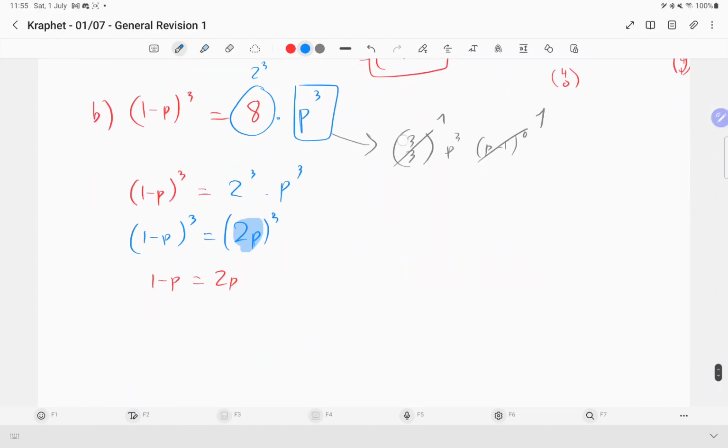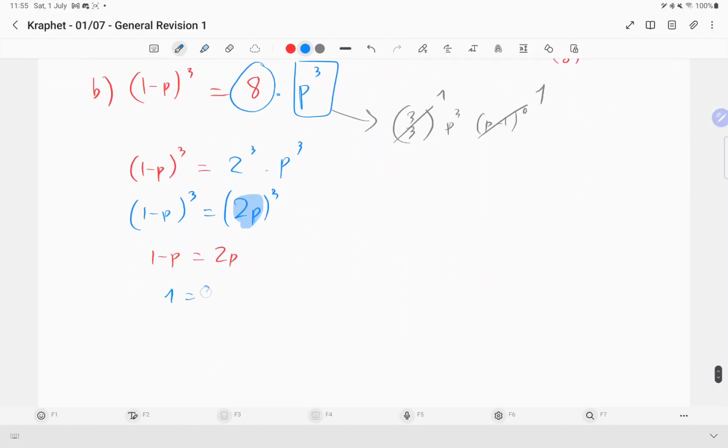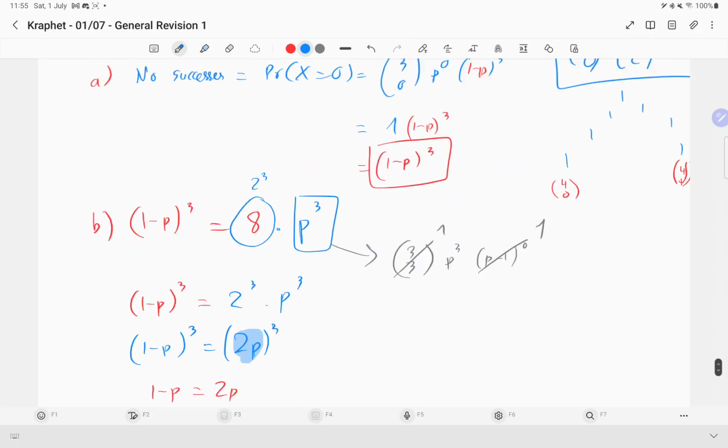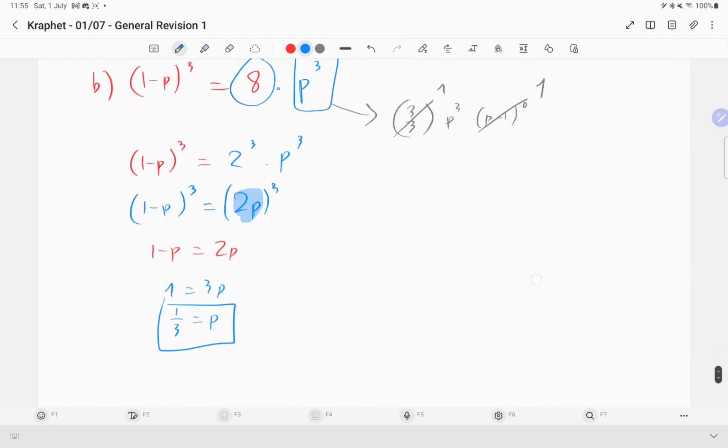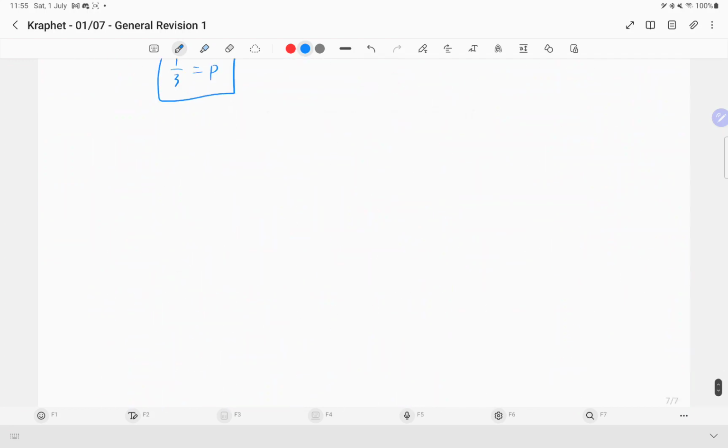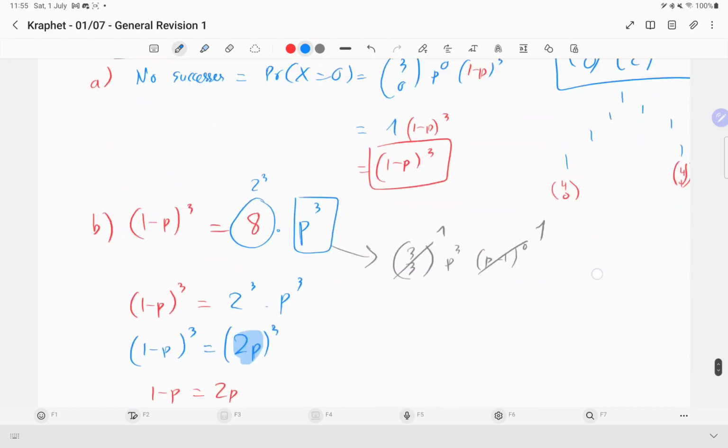Okay, now that makes sense. So 1 equals 3p, so p equals 1 over 3. That's the probability. So it's a biased coin where every 3 times it is thrown, only one head is expected to show, and the other 2 times will be tails. That's example 15. Let's take a short break in class and I'll pause the first recording here.